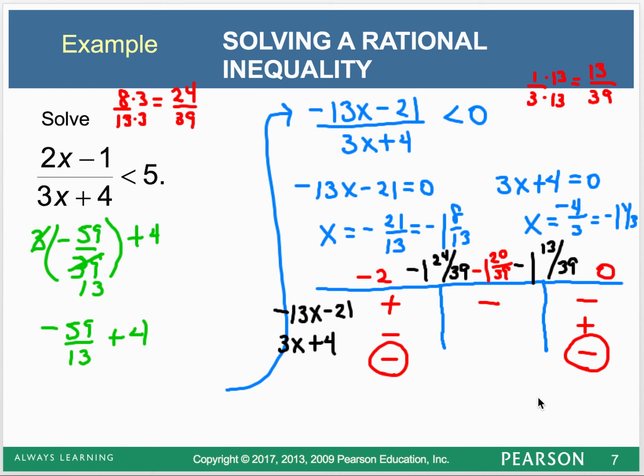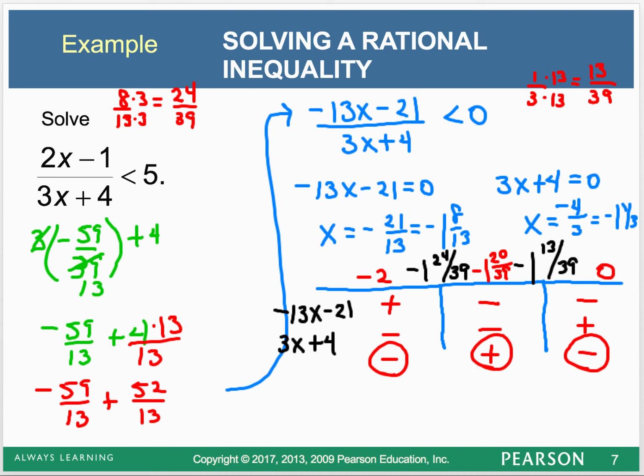But if we need to go all the way down, then what we would do to combine these is make an equivalent fraction by multiplying the numerator and the denominator by the same thing. So we'd have negative 59/13 plus 52/13. So the entire thing would be negative. Negative 59 plus 52, negative. A negative divided by a negative is a positive.